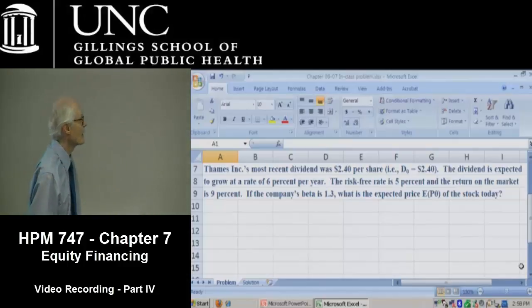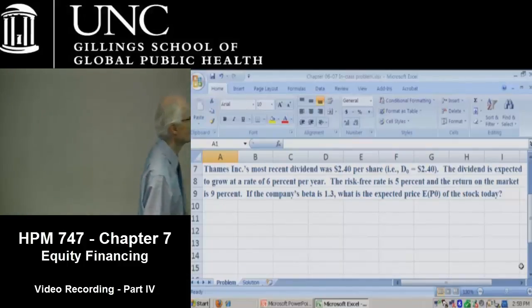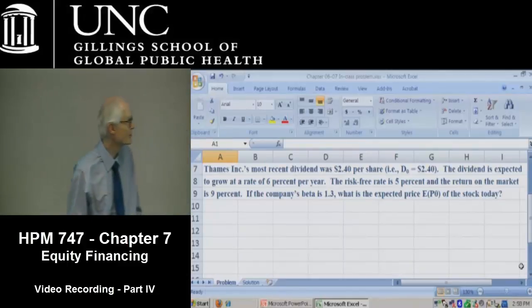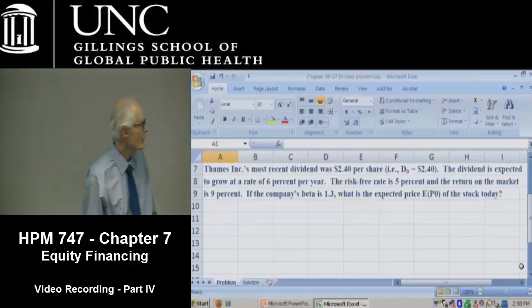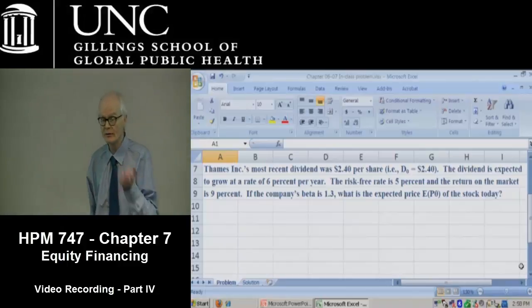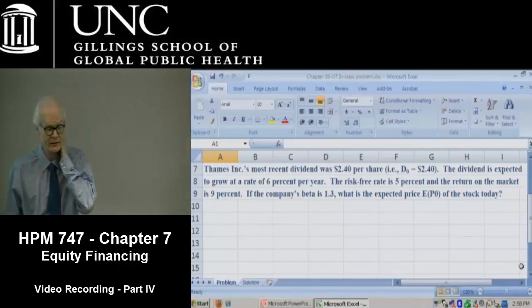So we've got Thames Incorporated. It's got a recent dividend of $2.40 per share. In other words, D0 is $2.40. Expected to grow at 6% per year. Risk-free rate is 5%, and the expected return on the market is 9%. The company's beta is 1.3. What's the expected value of the stock today? Expected price of the stock today?